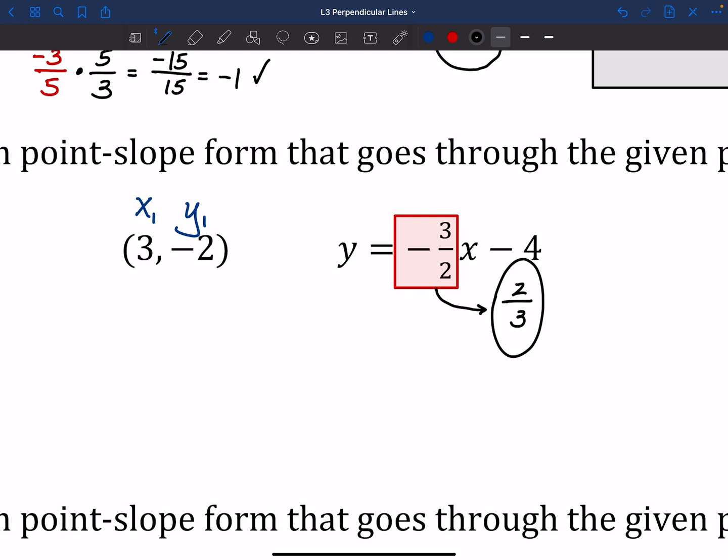After that, it's just a matter of throwing it all together. We've got y minus the y1, which was -2, equals the m on the other side, which is 2/3 that we just found, and then in the parentheses, x minus the x1, which was 3. Over on the left side, notice that I made sure to grab both of those negatives that are supposed to be there.